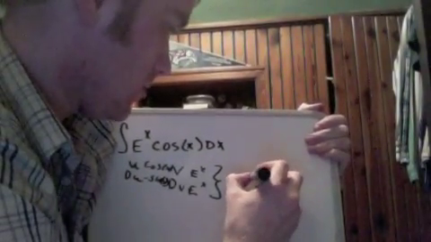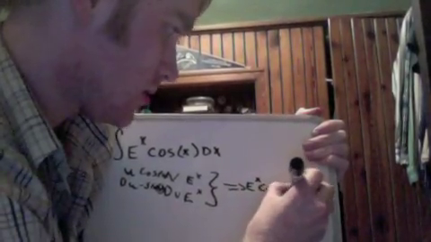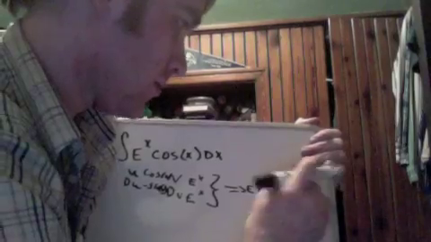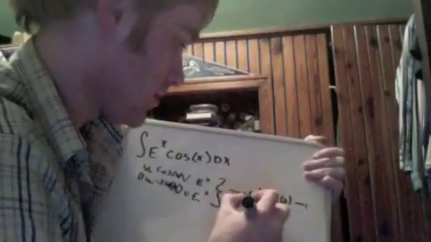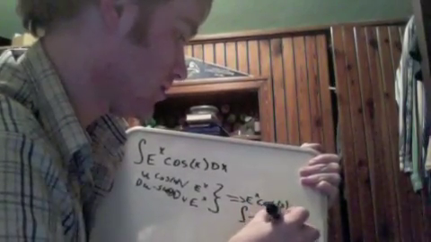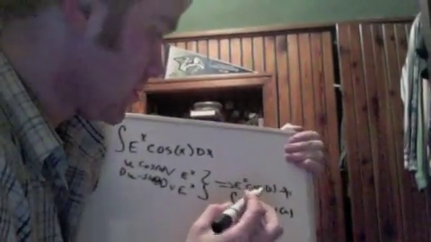So from there, we can plug in uv, which would be e to the x cosine x minus the integral of negative e to the x times sine x. This is just something I like to do when I see two negatives. I just turn them into positives.